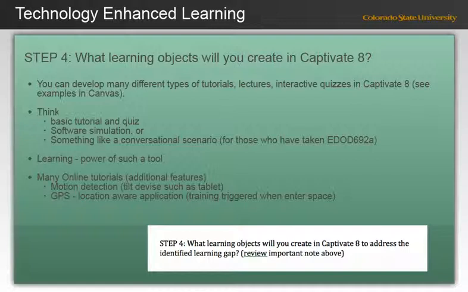And then get you comfortable that you can do these things and that you could then potentially move on to develop some of the advanced online activities that Captivate has. For example, Captivate can do motion detection within your device. So if you have an iPad or a tablet, you could actually have students rotate the tablet based on an activity and teach them something using that. Get very creative there. You can also design location-aware applications for training using GPS.